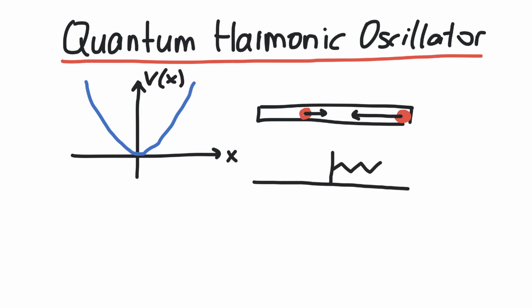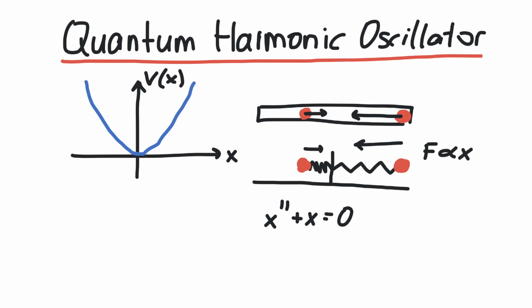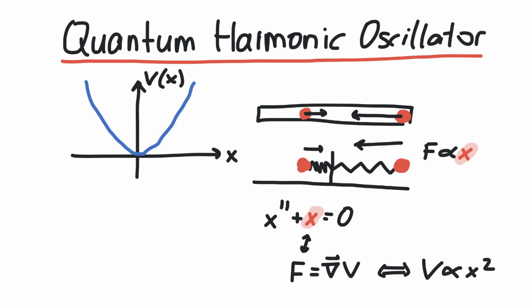In classical mechanics, a harmonic oscillator could be represented by a mass on a spring, moving left and right, so that the corresponding differential equation looks like this. A spring exerts a force proportional to its elongation according to Hooke's law. And since force is the gradient of a potential, we see that the potential is proportional to x squared. So that is why we call the x squared potential we will use in the Schrödinger equation a harmonic oscillator.